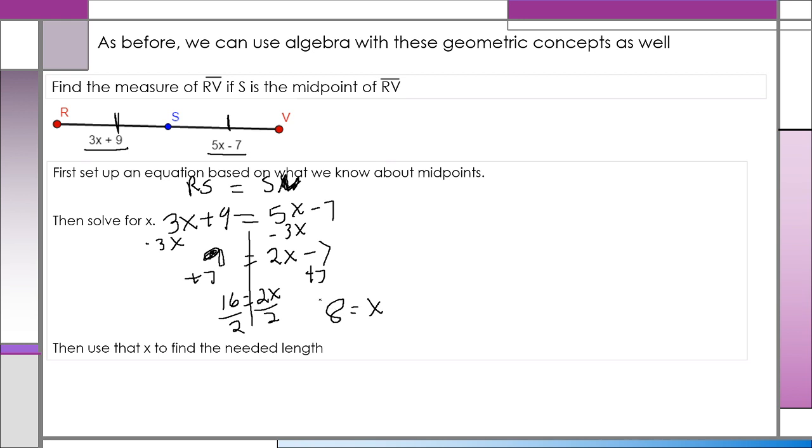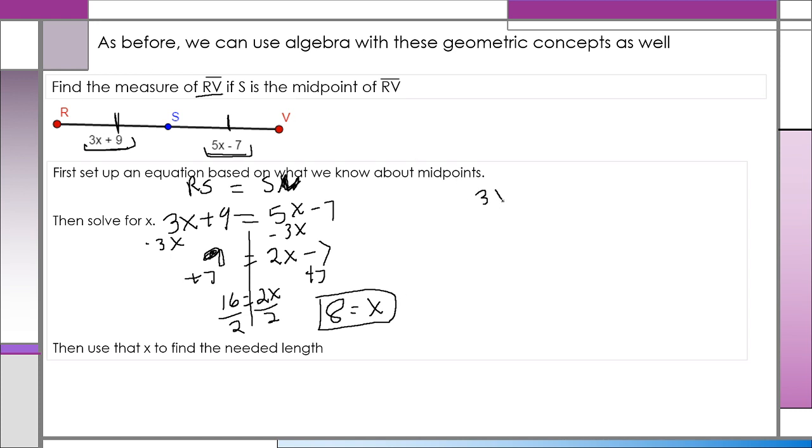Now here's the problem. People stop here. You can't stop there because the question wasn't to find x. The question was to find the measure of RV. How long is RV? I know that x is 8. So what I have to do is plug this back in. So I'm going to plug it back into both of these here, just first off to check my work and to make sure that, again, I'm not making a mistake here. So I'm going to plug both those into the 3x plus 9 and the 5x minus 7 bit.